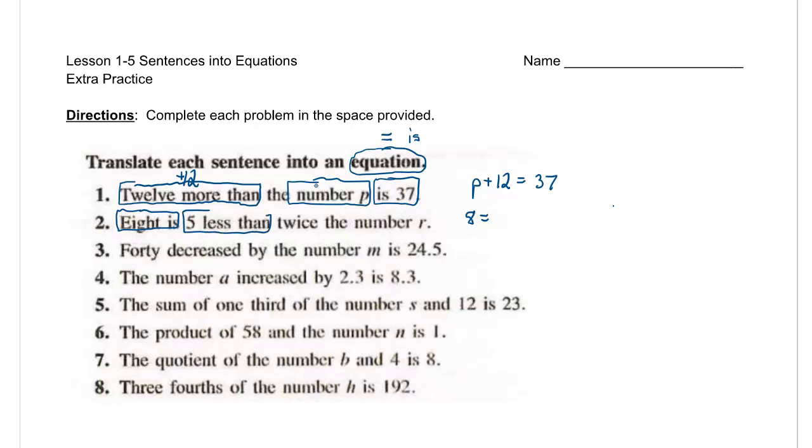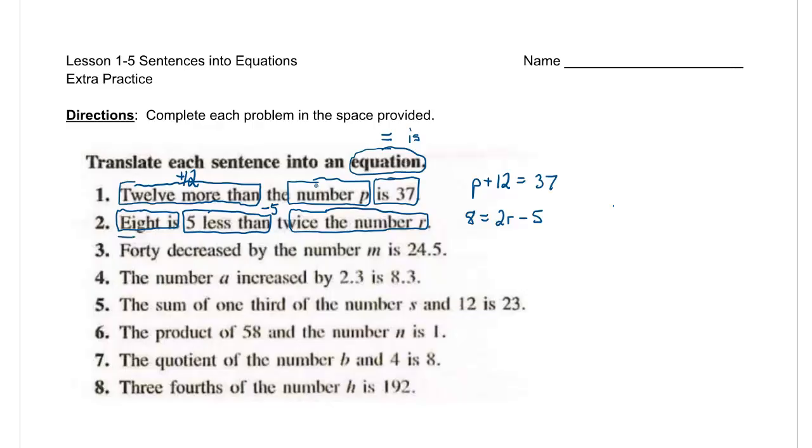5 less than something means to subtract 5 from something else that you've already written. Well, what are you supposed to write in front of the subtract 5? Twice the number r. Twice the number r is 2 times r. Just 2r, the fast way to show that. And then put the minus 5.